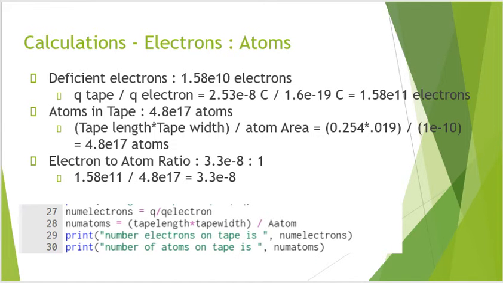After finding the magnitude of the electric charge of the tape, I was able to calculate how many electrons the tape was deficient by to give it its positive charge, resulting in a deficiency of 1.58 times 10 to the 11th electrons. Then, to find the electron-to-atom ratio, the area of the tape and the area of an atom were used to find that floating charge tape contained about 4.8 times 10 to the 17th atoms, giving an electron-to-atom ratio of 3.3 times 10 to the negative 8 to 1. These calculations can be viewed in lines 27 and 28 of the GlowScript code.